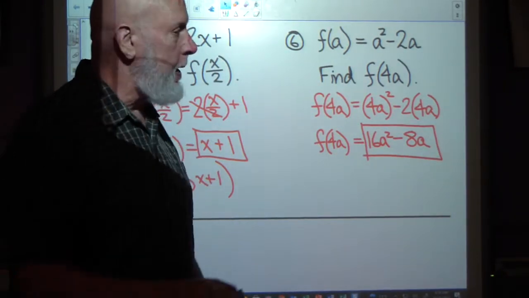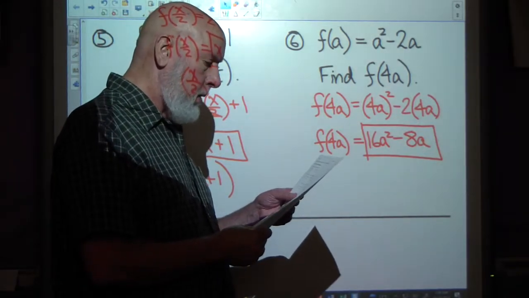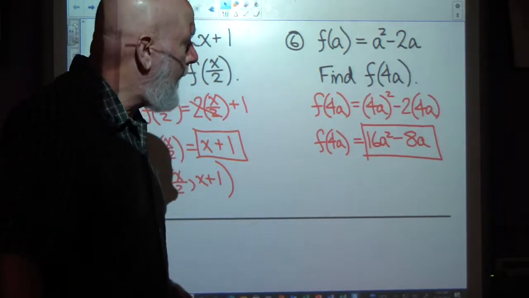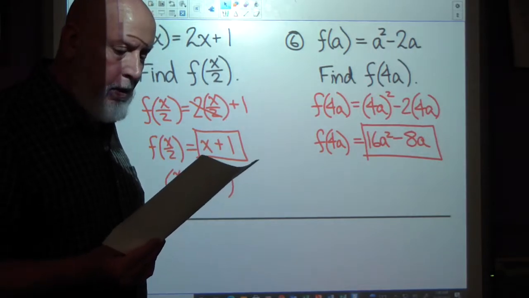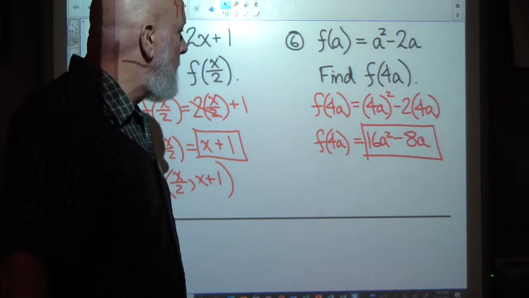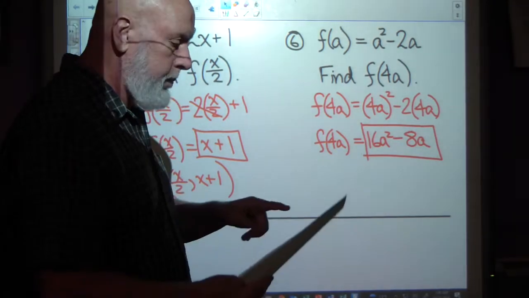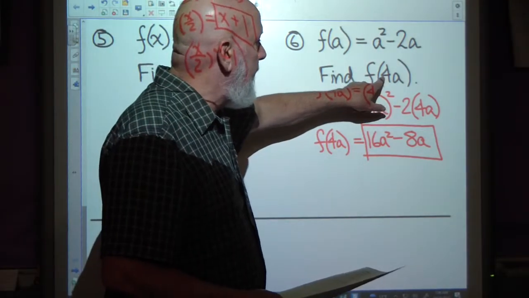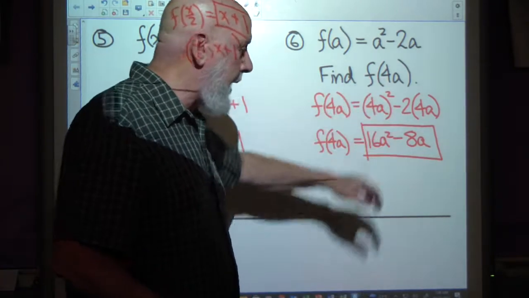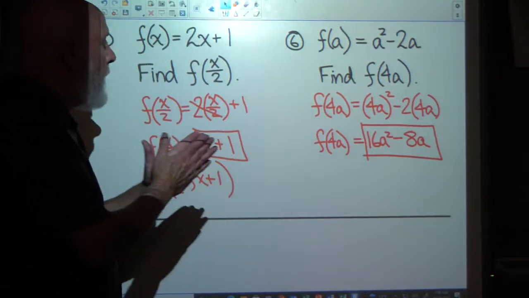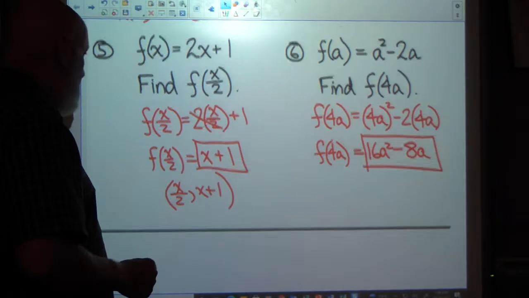And let's see if I got it right. 16a squared plus 8a, yay, or minus 8a, plus 8a. Why does it say plus 8a? Did I make a mistake? Oh, in the problem, this was a negative 4a. In this problem, it was positive 4a. So I did not make a mistake. Yay. Okay, so there we go.